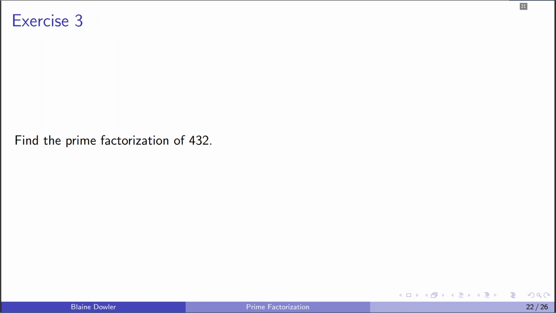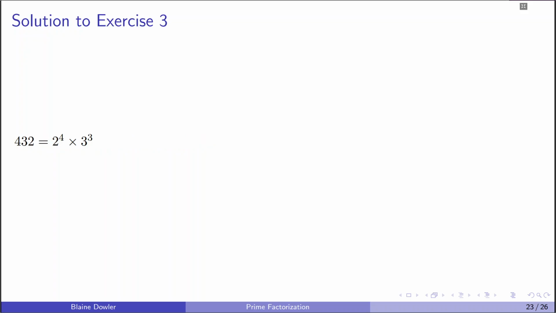Now the prime factorization of 432. Pause now and take the time you need. All right, we add the digits to see it's a multiple of 3. It's even, it's a multiple of 2. And it turns out, as we keep pulling out 2's and 3's, that's the whole number. So 432 is 2 exponent 4 times 3 exponent 3.